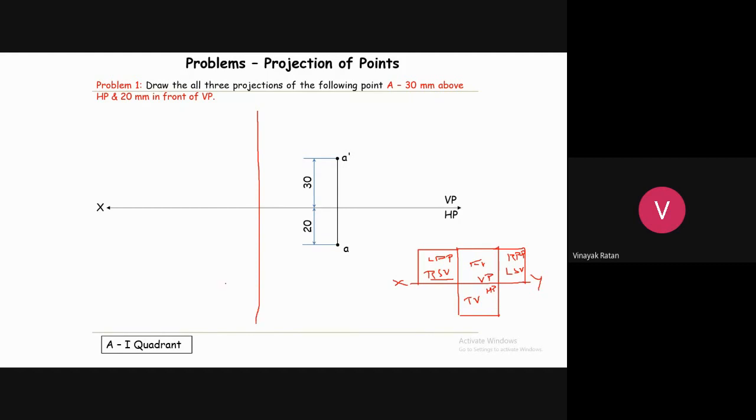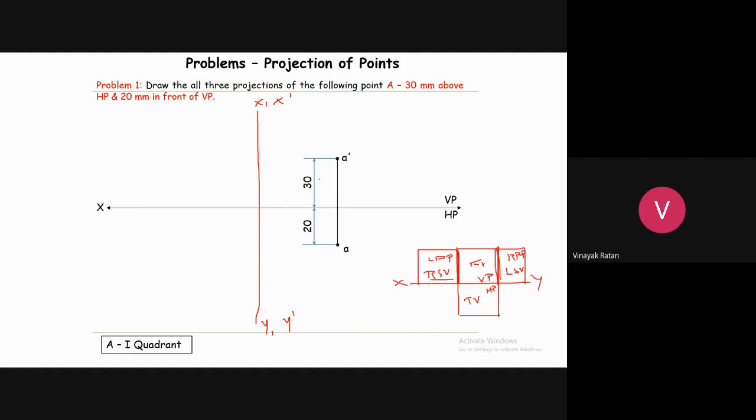Let me draw one more reference line as you have drawn here. Reference line X and Y, in a similar fashion. In order to draw the side view, you have to draw one more reference line, which is denoted by X1 Y1, or also by X dash Y dash. Either you can write X1 Y1 or X dash Y dash. This line is called the X1 Y1 line. That is a reference line in order to draw the side view.